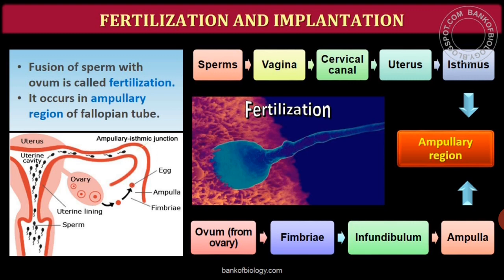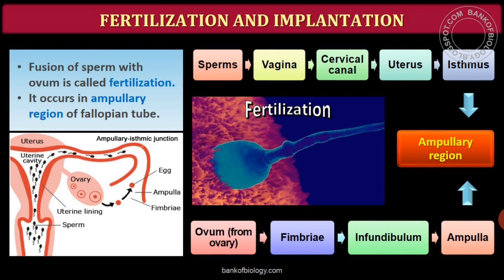So on the left side they have also shown you the ovary. From the ovary, a red colored dot they have shown you is nothing but the egg. The egg is released from the ovary and collected by the finger-like projections called fimbriae. Then it will move to a broad funnel-shaped structure known as the infundibulum. From the infundibulum it will move to the ampulla, and finally it will reach the ampullary isthmus junction.